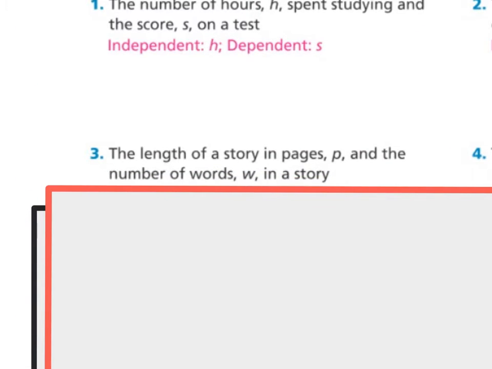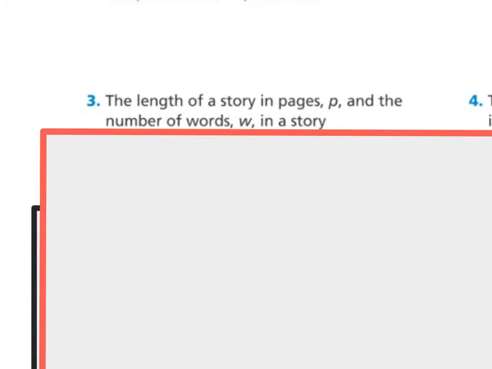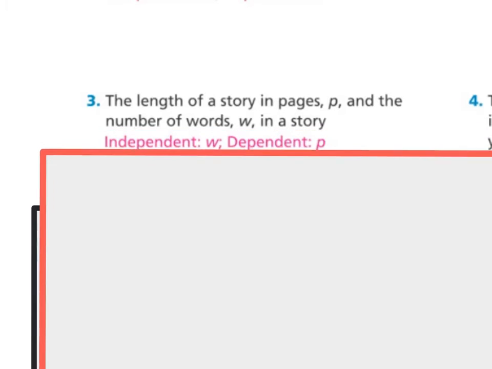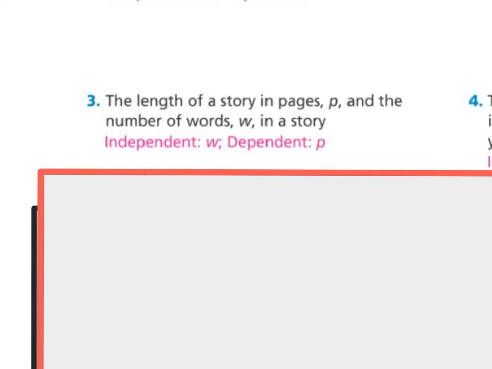Number 3, length of a story in pages and the number of words in a story. So we could say the number of pages depends on the number of words, or the number of words depends on the number of pages. And it would be the pages depends on the words. Okay, we write the words, and then that's going to decide how many pages long the story is going to be.